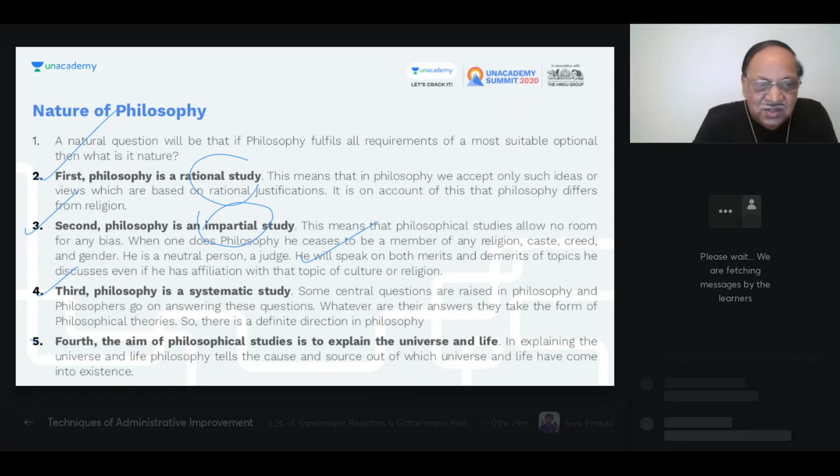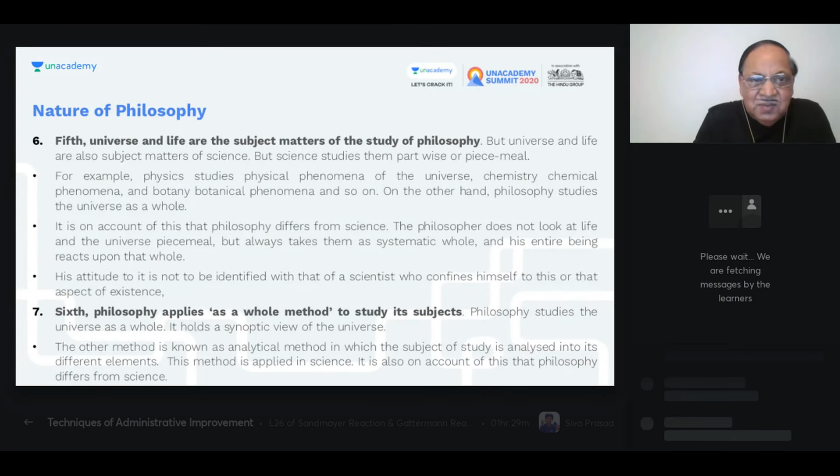The fourth point: the aim of philosophical study is to explain the universe and life. That is also true. But the point is that this universe and life are the subject matters of the study of philosophy. Every subject has its subject matter of study, all of you know.